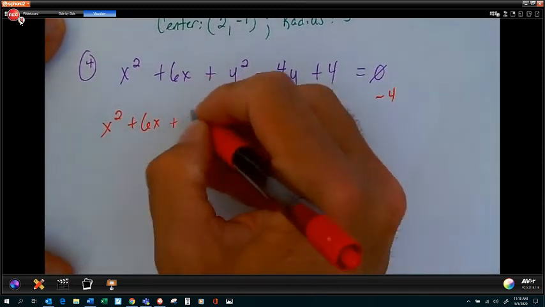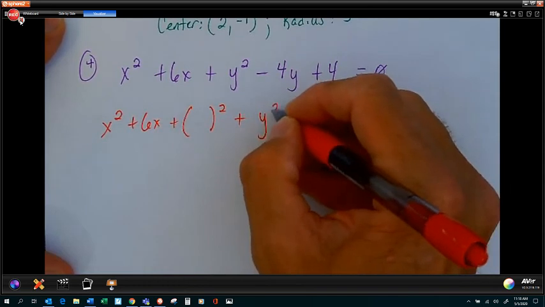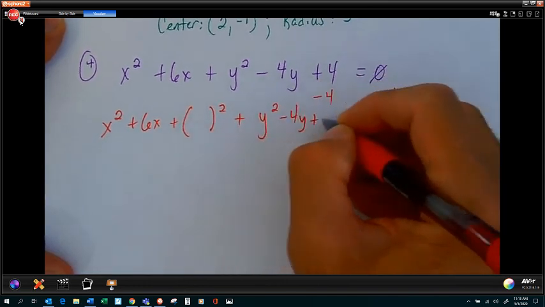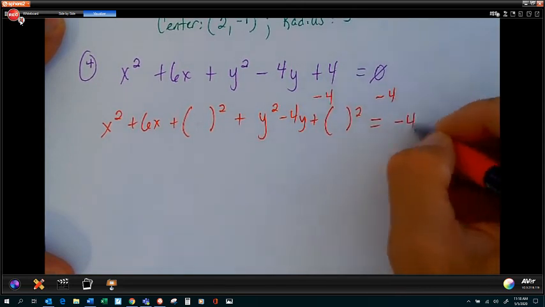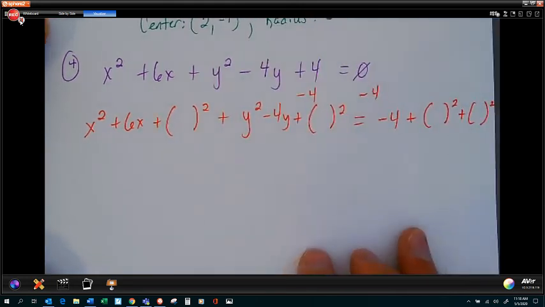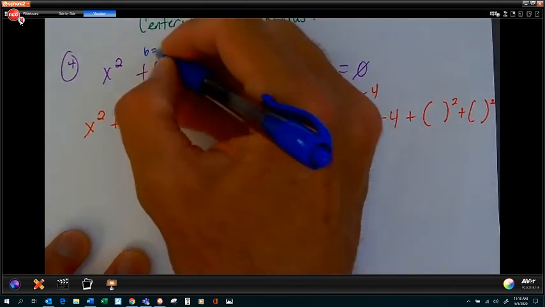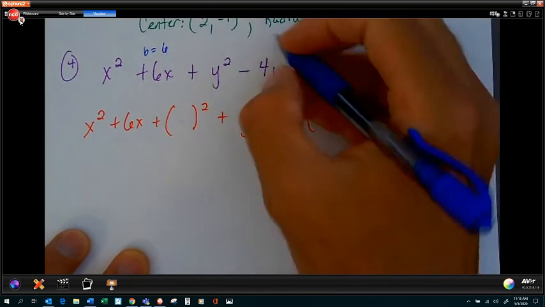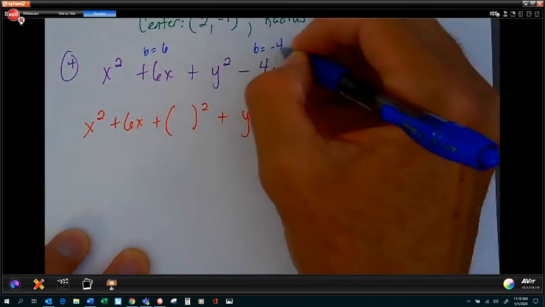Remember, I'm going to need whatever I do squared, plus my y squared minus 4y, plus my whatever my value is squared here, equals negative 4 plus whatever my first one is squared plus whatever my second one is squared. Okay? Now again, we need to identify our b values. Our b value in this one is a positive 6. Our b value in this one is going to be equal to a negative 4.